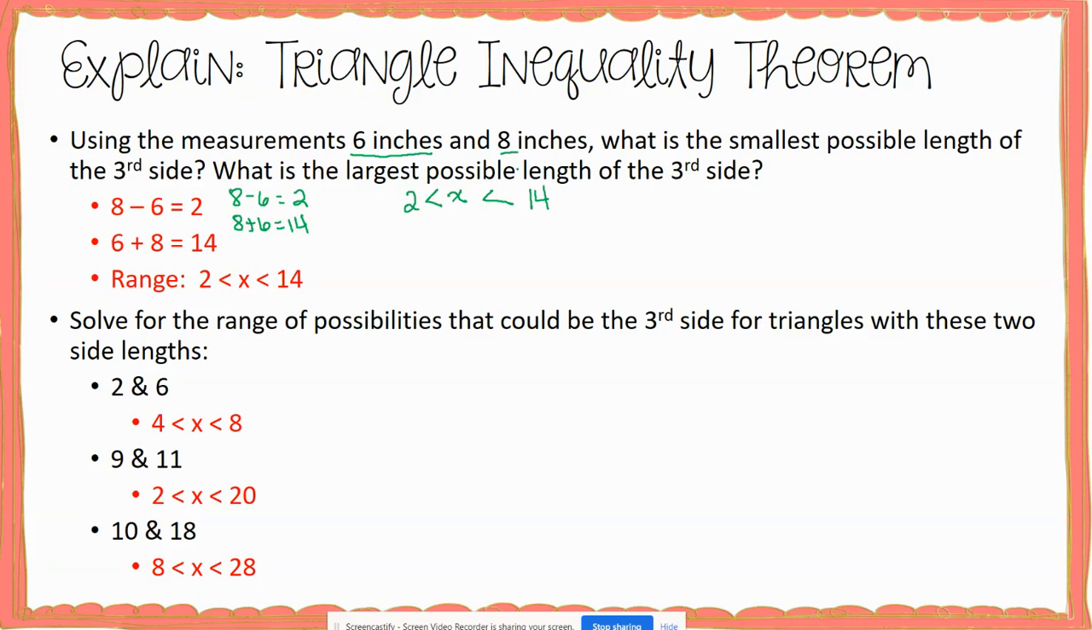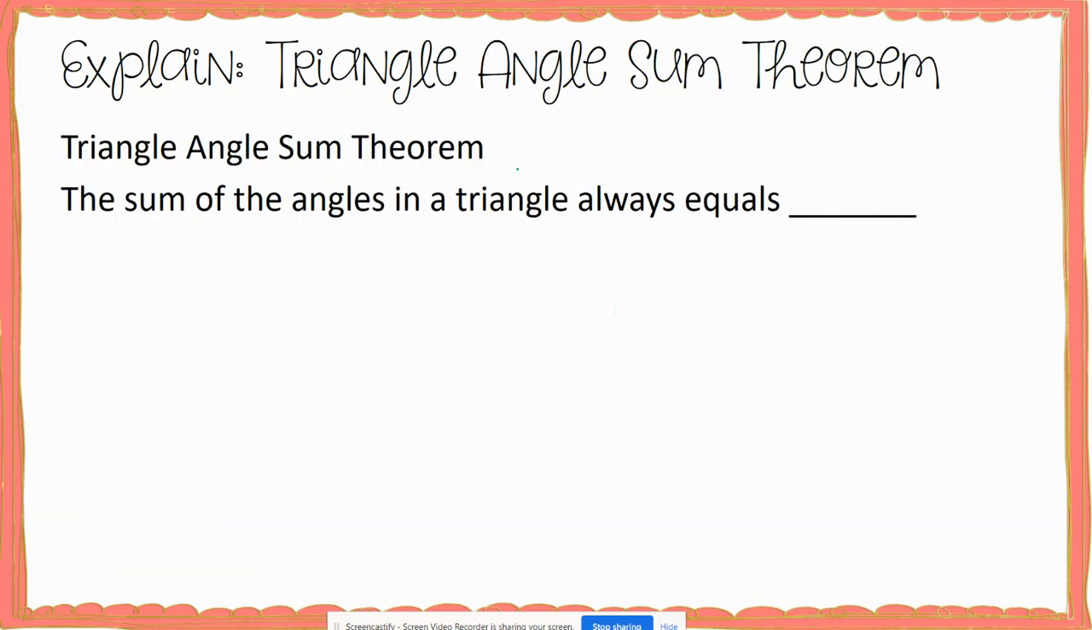Now let's go to page 40. On page 40, we are looking at the triangle angle sum theorem. For this theorem, we are only focusing on the angles inside of a triangle. Well, the angles in a triangle will always add up to or have a sum of 180 degrees. So if we know that we have a triangle, then we also know that all of the angles will equal 180 degrees when we add them together.